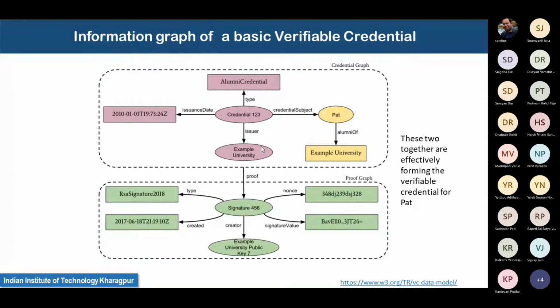And then what type of VC is it? It is the alumni credential type of VC. So this is the type. And then there is an issuance date, that on this date this was issued. And then there is some credential 123, so that is basically the credential of the issuer. That would be making use of the private key of Example University, and the public key will be known to others.